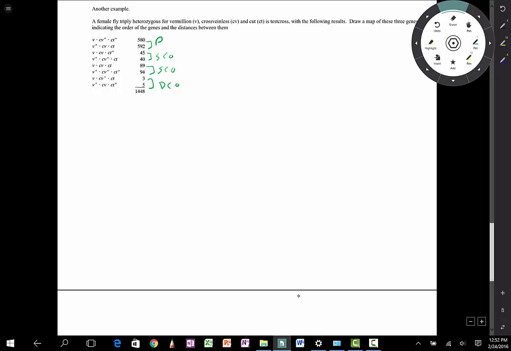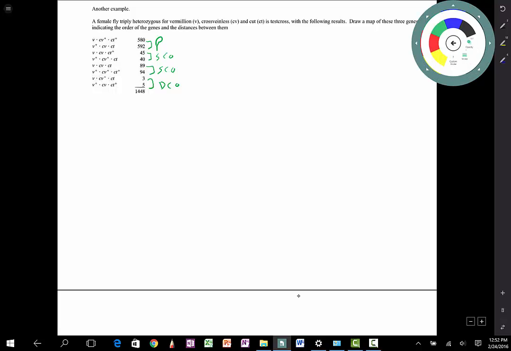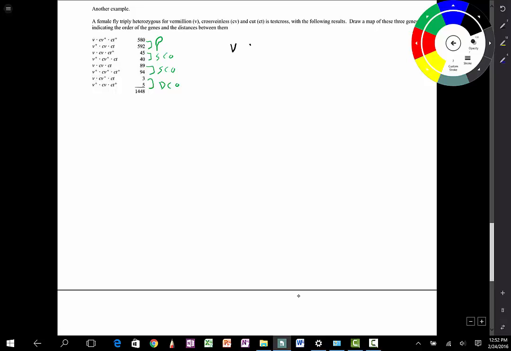The only thing that we don't know is which thing's in the middle. Because we know these guys are single crossovers, but we don't know what they're single crossovers between. And so these genes are vermilion, cross veinless, and cut. So let's figure out which one's in the middle. So first things first, figure out what's on what side of the line. So our parentals are telling us that V, CV plus, and CT plus go together, and V plus, CV, CT go together.